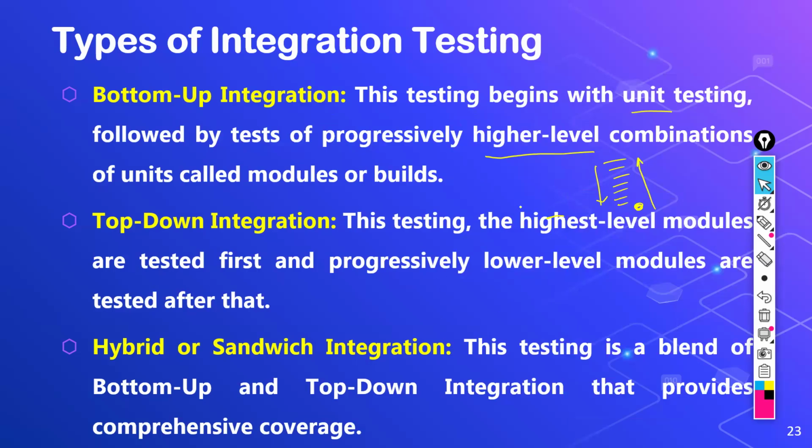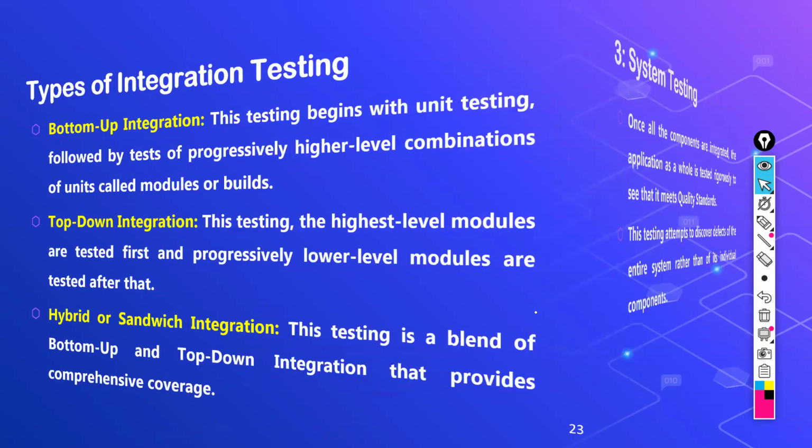That is what you have with bottom up. Top down says that you go with the highest priority first, and then you go with the lowest one. Hybrid says, let's just go with the priority. What the client needs first, let's just do that first. So you could have a mix of both, a mix of bottom up and top down, and that is hybrid or sandwich integration.